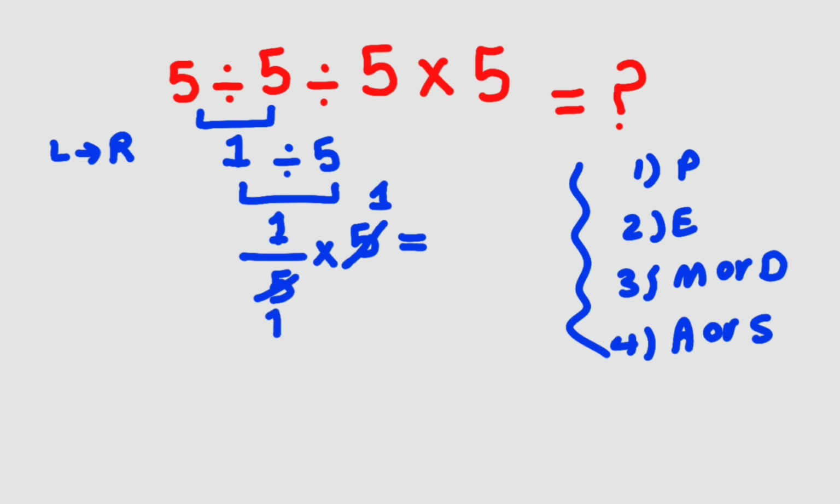Now we have 1 times 1 over 1, and 1 times 1 gives us 1, and 1 over 1 gives us 1. The final answer is 1.